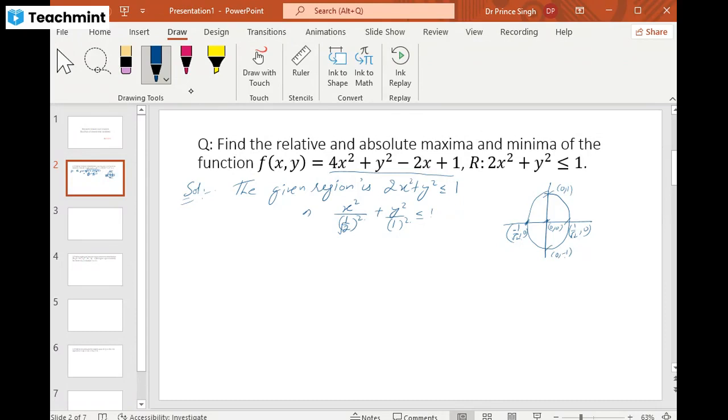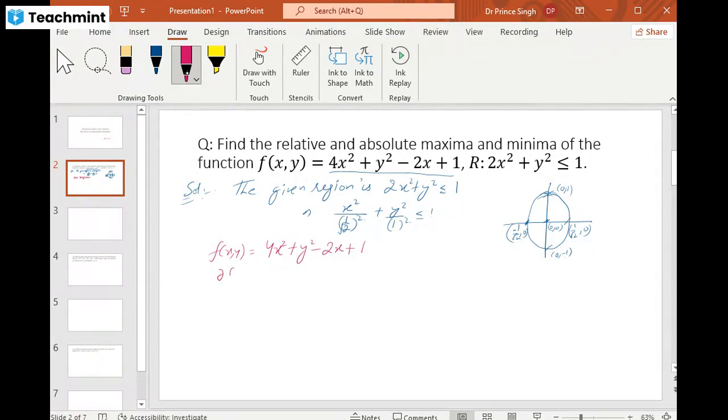We want to find the relative as well as the absolute maxima and minima of the function, that means the points which lie either inside or on the boundary of the given region. Firstly we'll see whether there is any relative maxima and minima or absolute maxima and minima of the function. The given function f(x, y) is 4x square plus y square minus 2x plus 1. For relative, firstly we'll find the relative maxima and minima.